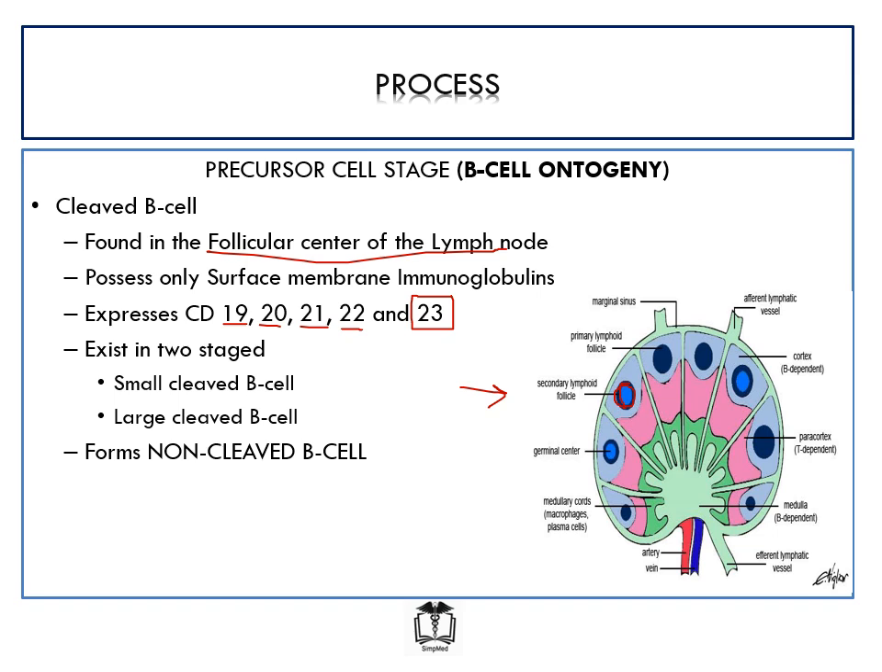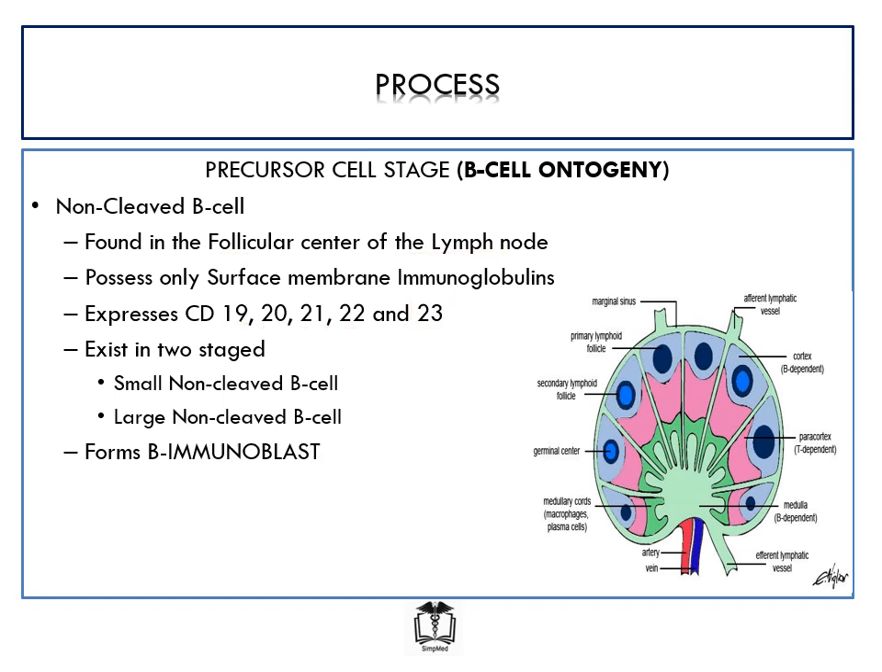The cleaved cells usually tend to exist in two stages. They exist in the small cleaved cell stage and the large cleaved cell stage. Usually we start with the small cleaved cell, and then this would mature into the large cleaved cell. And then from there, the large cleaved B cells would undergo cell division and differentiation to form the non-cleaved B cell. And that's the next stage under the precursor cell stage of the B cell lymphopoiesis.